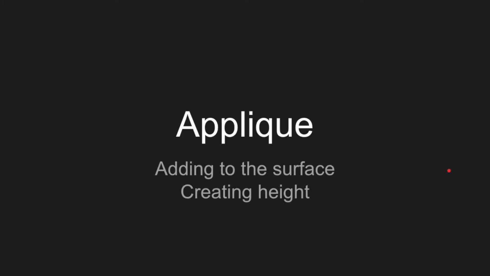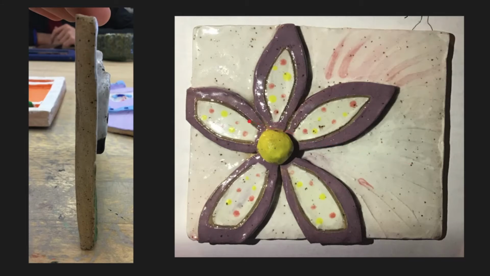Applique is the other requirement, and this is adding to the surface. It's a way to create height. You can see from the profile view, we have the tile itself, and then you have this part that's sticking out off of it. That would be this flower, just sticking up off of the tile. So it's just adding additional clay on top. And there's a very specific way that we do applique with clay that you'll see in the demo.